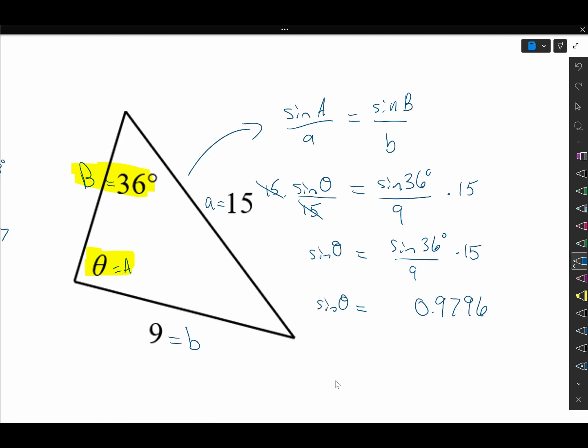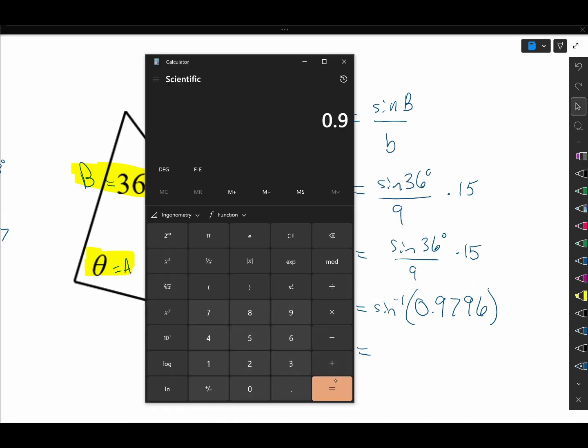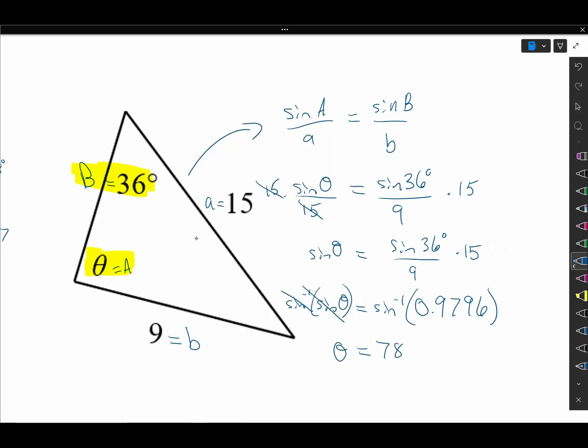Fantastic. What's equal to that? Oh, the sine of theta. I'm looking to get theta on its own. I take the inverse sine over here. If I do that to the left, I have to do it to the right. My inverse sine and sines cancel out. I'm left with theta is equal to the inverse sine of 0.9796. And I'm taking the inverse sine, which gives 78.4 degrees. I can round that to 78 degrees.